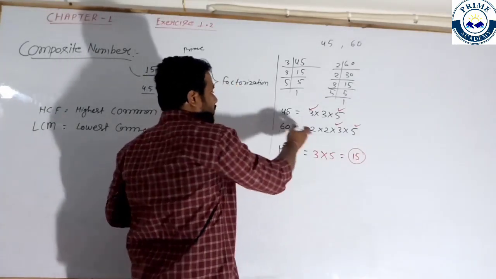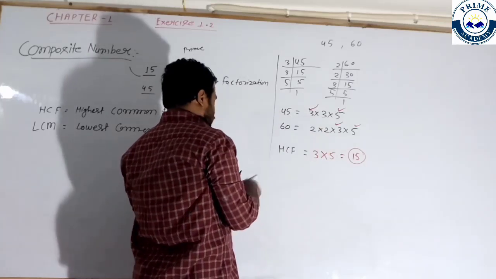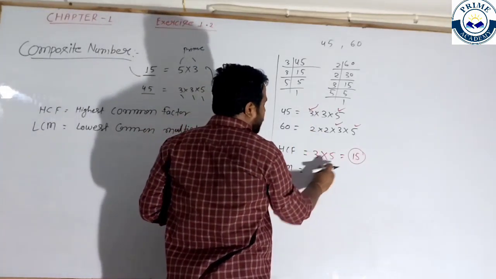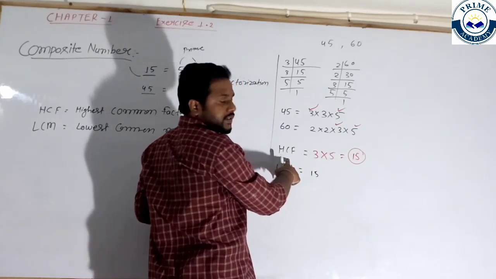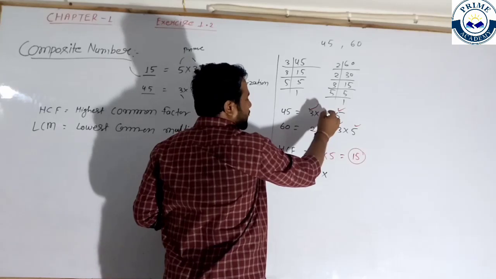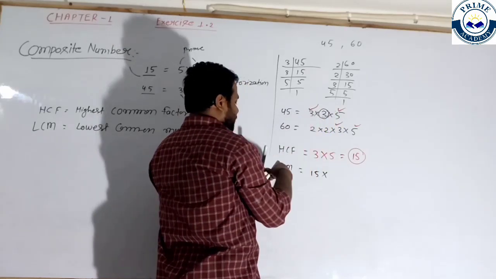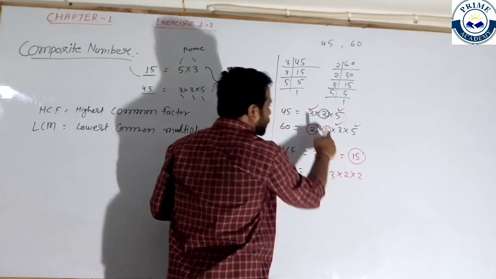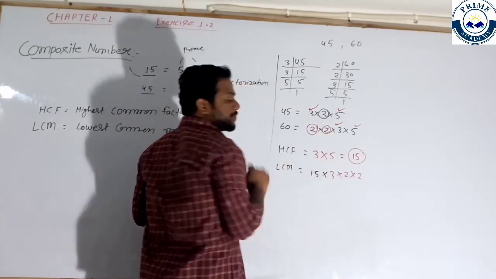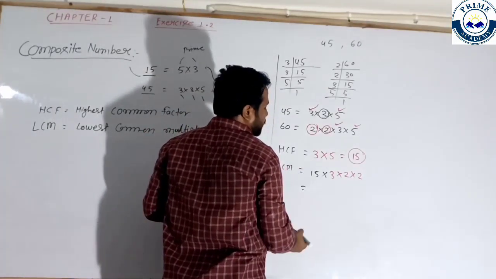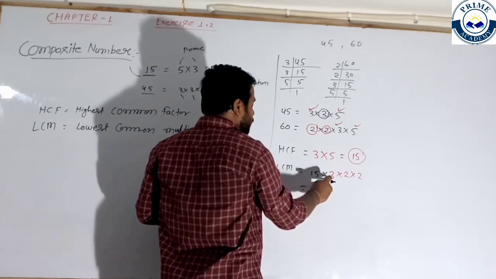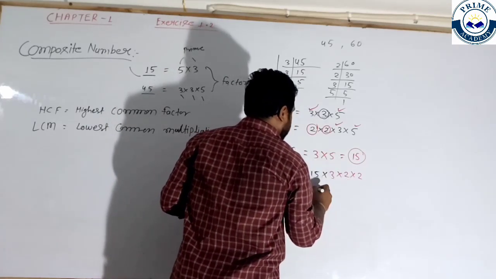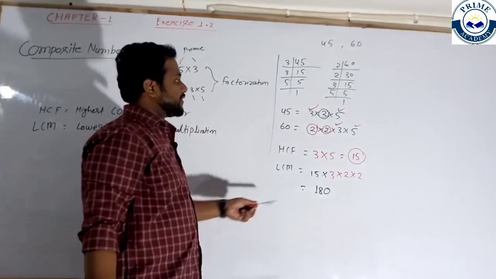Now whatever remains out of these common numbers, you should include in the LCM. In the LCM, we multiply the remaining numbers with the HCF you have already found, that is 15. What is left with you? This 3 is left over, and these two 2s are left. So whatever is left, multiply it as well: 3, 2 and 2. You will get the LCM. 4 into 3 is 12. 12 into 15: 12 into 5 is 60, 12 into 10 is 120, so it will be 180. So 180 will be the LCM of these two numbers.